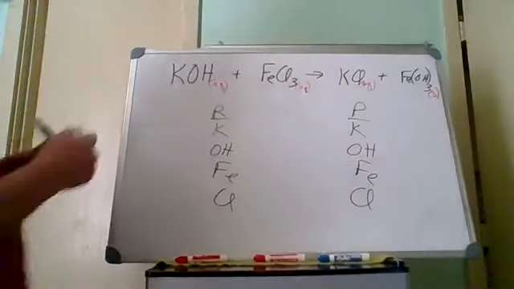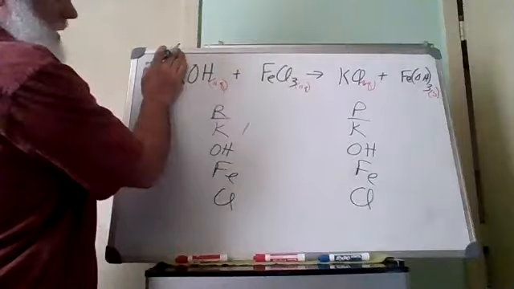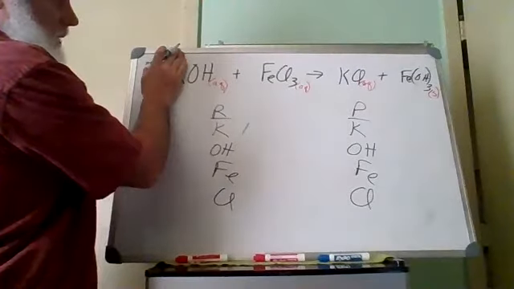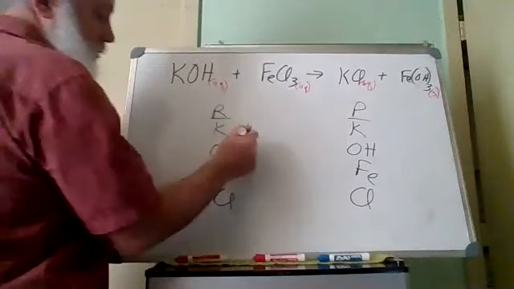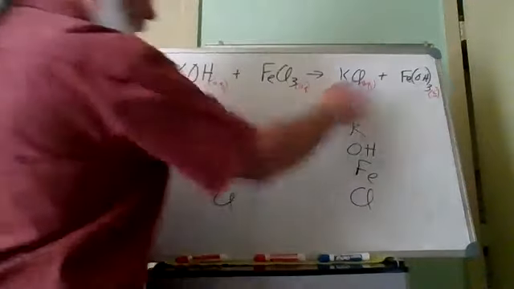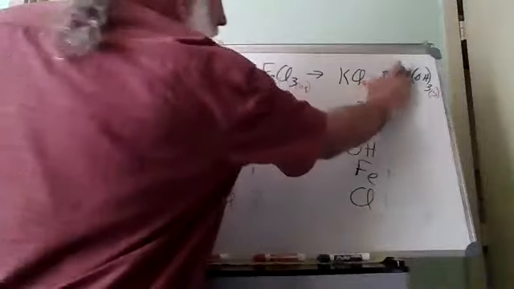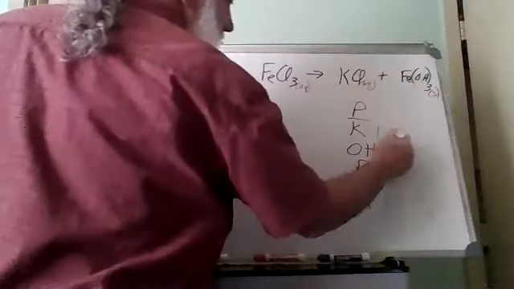Okay, so here I see one potassium. Cover up the potassium. I see that there's my anion, 2 elements, so I know it's polyatomic. There's just one of them. There's 1 iron and 3 chlorines. Over here I have 1 potassium, 1 chlorine, 1 iron. Cover up the iron. There's 3 hydroxides.